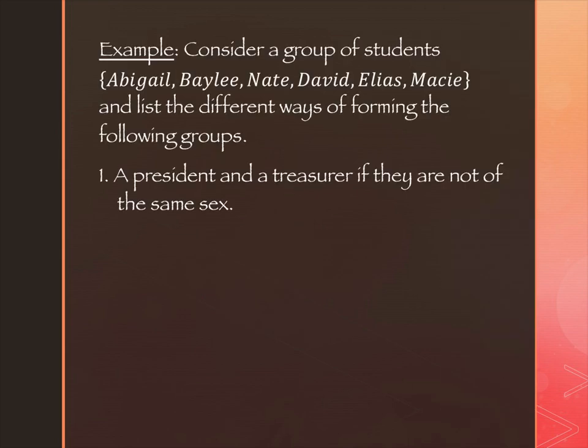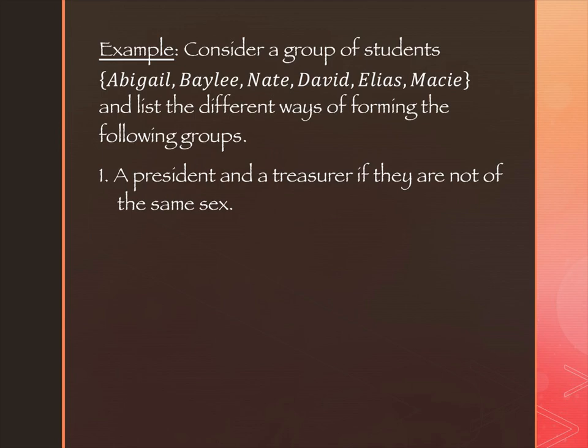So we're going to consider a group of students: Abigail, Bailey, Nate, David, Elias, and Macy. And we're going to be given some specifics about how to put them in different groupings, okay? So we're going to find different ways of forming the following groups. So the first one is that we're going to create a group of two people. They're going to be a president and a treasurer. And we want one of them to be a boy and one of them to be a girl, okay?